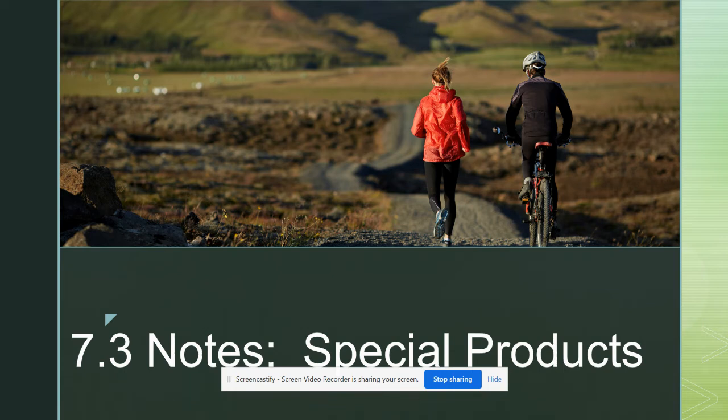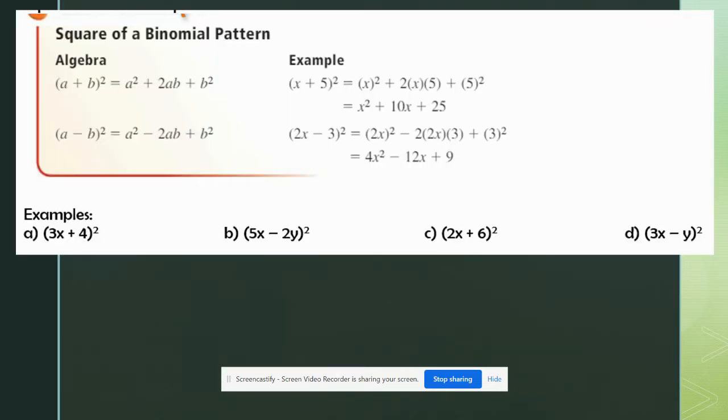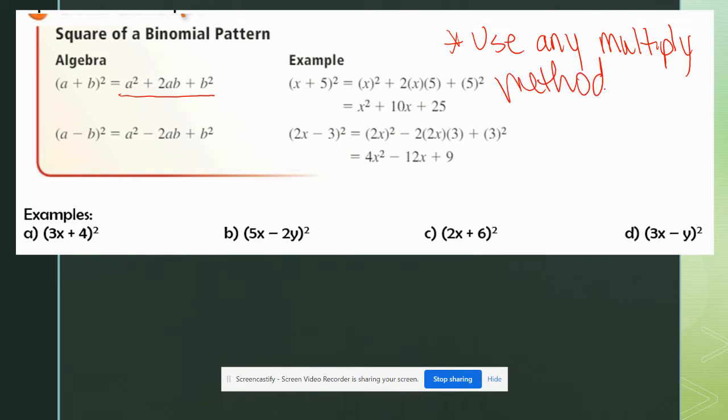Welcome back. We're going to finish up the first part of our polynomial chapter talking about special products. We have two different types of special products. This first one is the square of a binomial pattern. Now, here's the thing. You can use this pattern, it's a shortcut for multiplying, but you can actually use any multiplication method that we've talked about on these binomials.